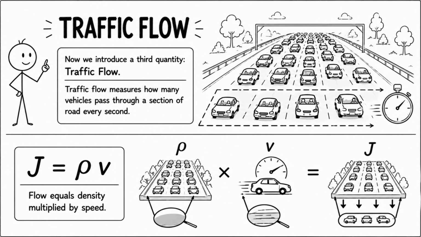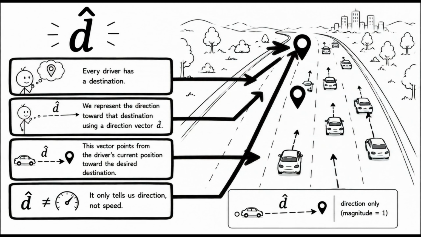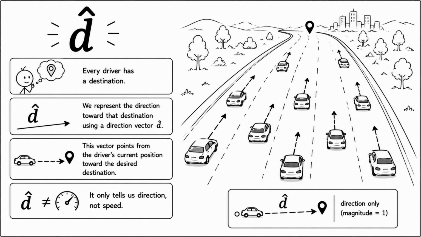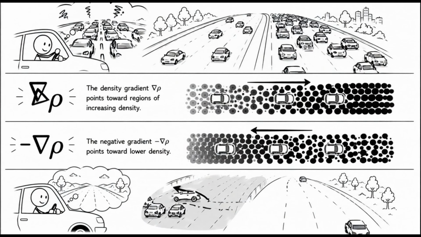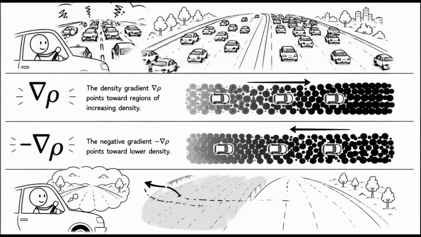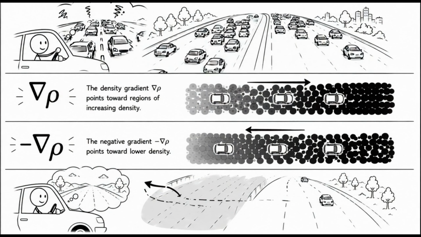Every driver has a destination. We represent the direction toward that destination using a direction vector d hat. This vector points from the driver's current position toward the desired destination. It only tells us direction, not speed. Drivers also try to avoid congestion. The density gradient, del rho, points toward regions of increasing density. The negative gradient, negative del rho, points toward lower density. This naturally represents congestion avoidance.